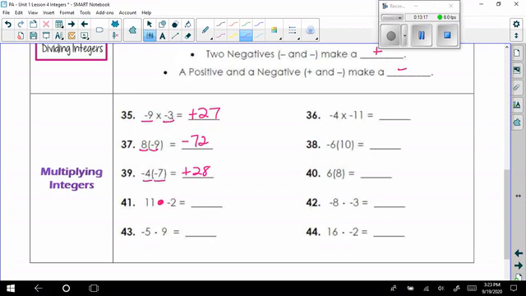This is times right here, so 11 times negative 2. So positive times a negative, so it's negative. 11 times 2 is 22. And I've got a negative times a positive, so it's negative. 5 times 9 is 45. You try these. Try on your own.